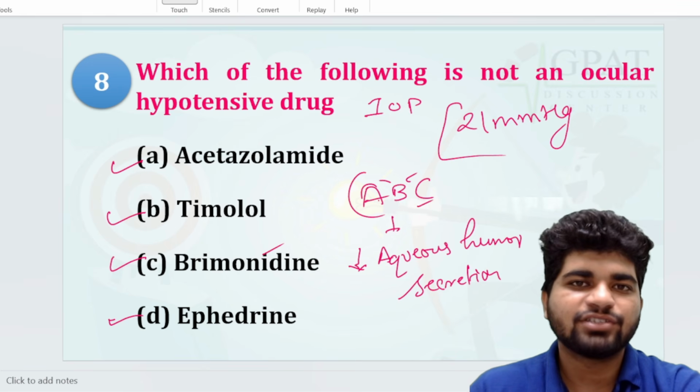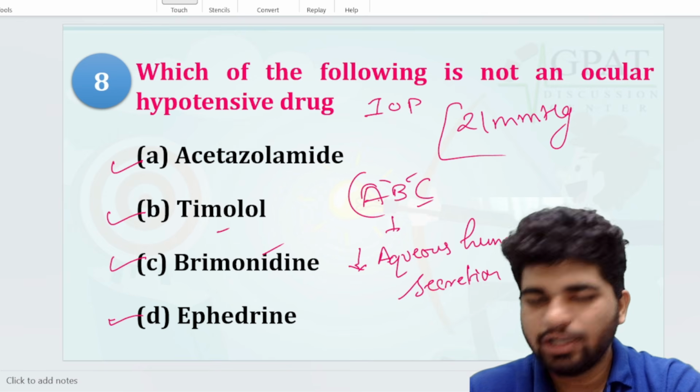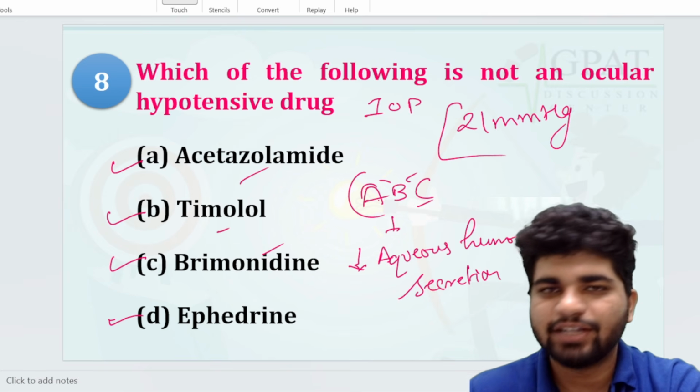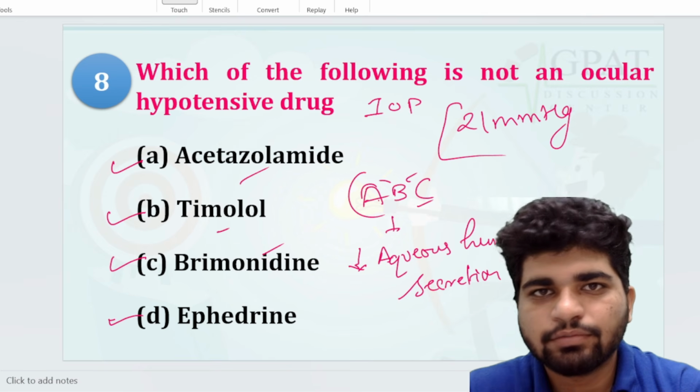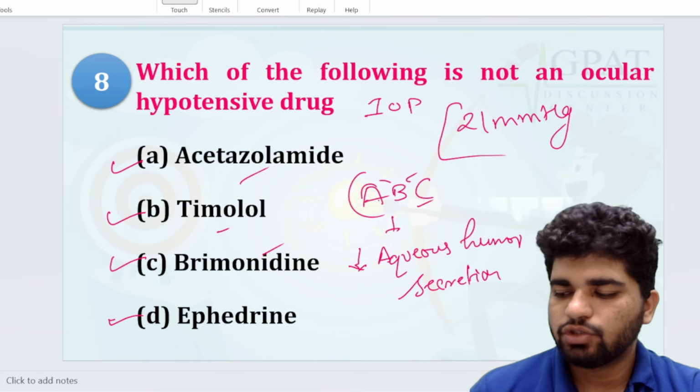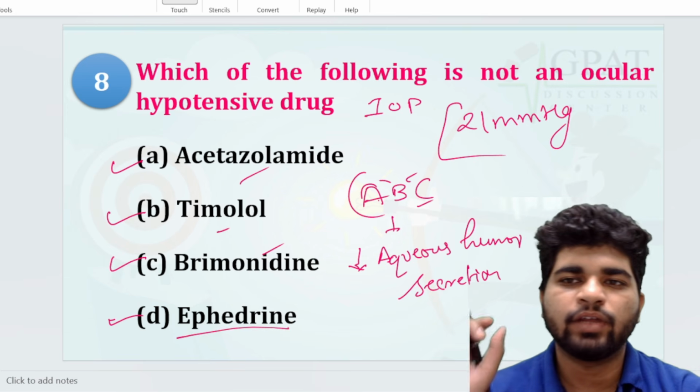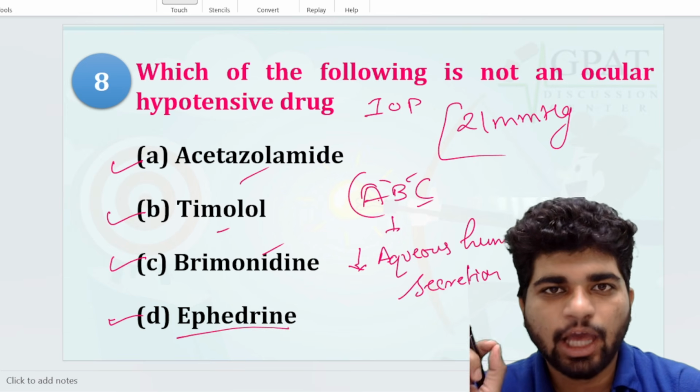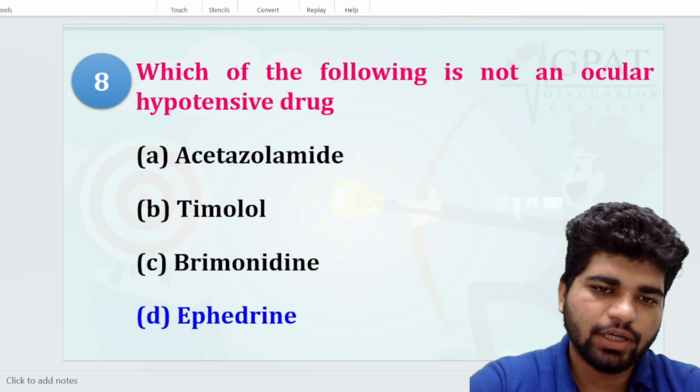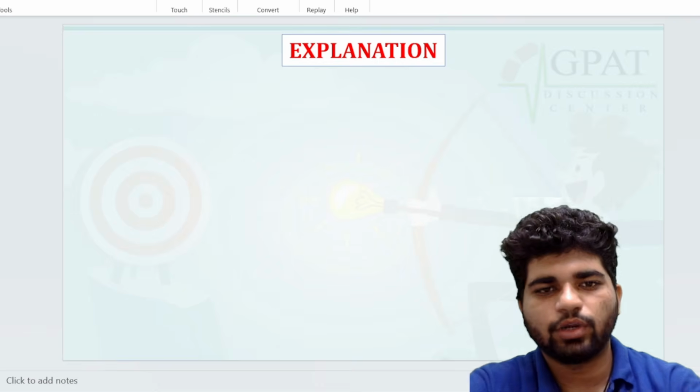Brimonidine is your alpha 2 agonist. Timolol is your beta blocker. Acetazolamide is your carbonic anhydrase inhibitor. What's left now? Ephedrine only, right? So ephedrine doesn't have any ocular hypotensive ability. That's why ephedrine is going to be your correct answer. Simple. Chalo, let's go ahead now.